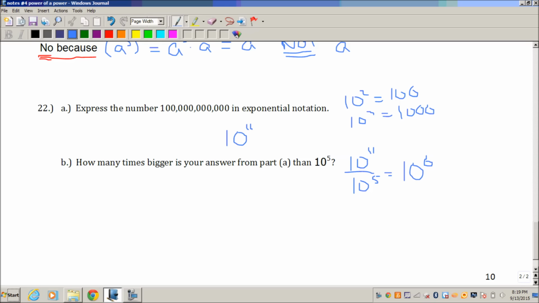So then part B says, how many times bigger is your answer from part A than 10 to the fifth? Well, to see how many times bigger something is, you see how many times it can go into it, which means you're going to divide them. So 10 to the 11th divided by 10 to the fifth, they have the same base, so we can subtract the exponents, so it comes out to be 10 to the sixth.